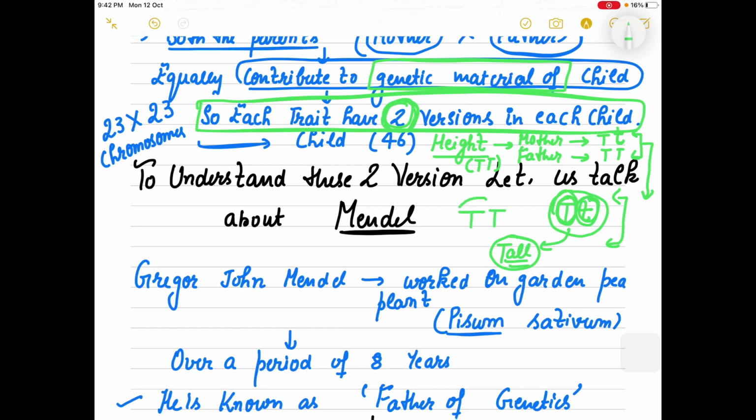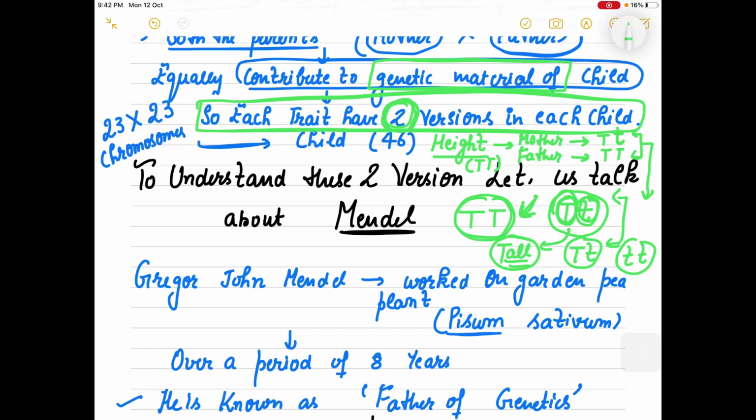has two versions. It can be capital T, it can be small t. But always every trait has two versions in each child, and one comes from the father and one comes from the mother.